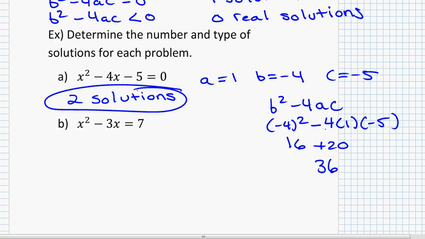So go ahead and do the next one on your own. You can pause it if you like. Basically, it's going to turn out after you subtract 7 and do the discriminant that you get 37, and that gives you 2 solutions.